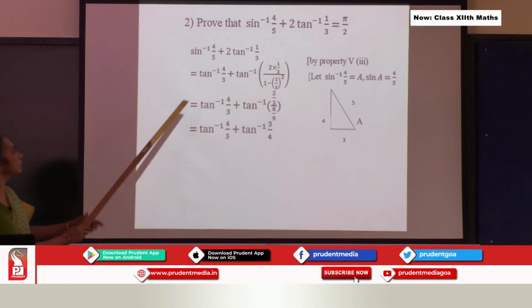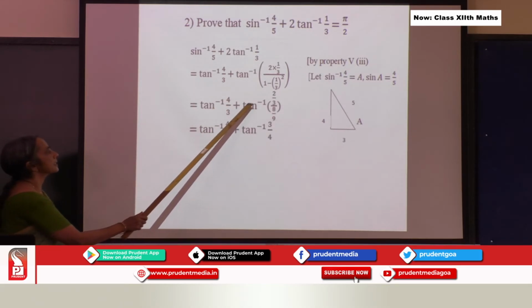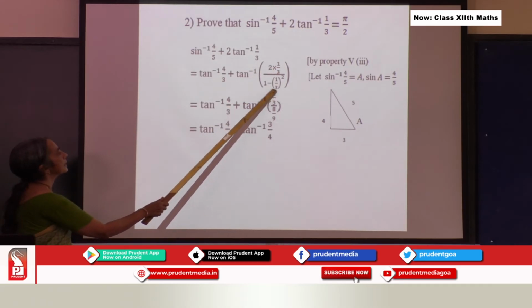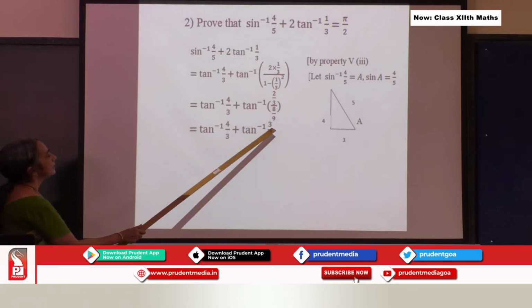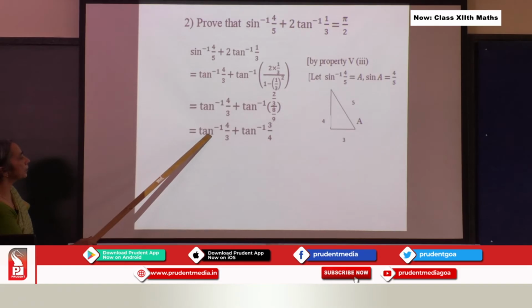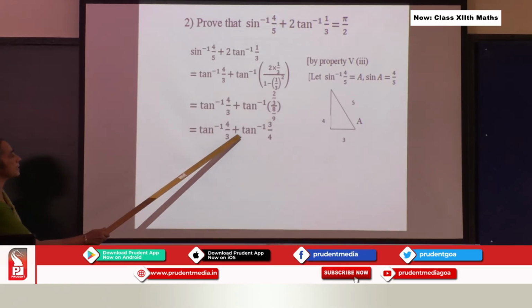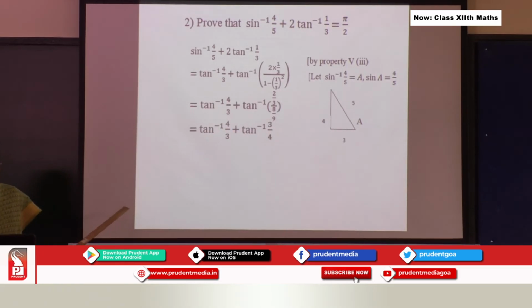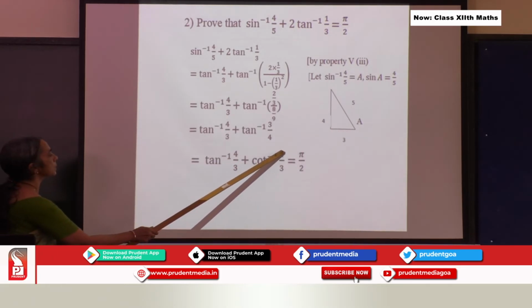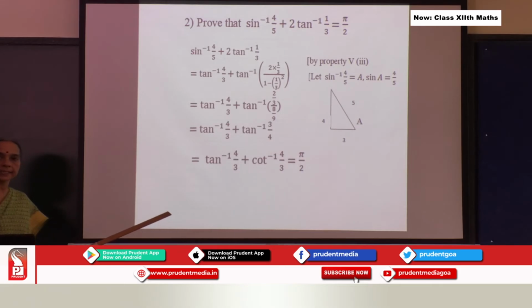So now tan inverse of 4 by 3 plus tan inverse of, simplify this. This is 2 by 3 and this is 8 by 3. So they cancel, you get 3 by 4. So what we are getting now: tan inverse of 4 by 3 plus tan inverse of 3 by 4. That is tan inverse of 4 by 3 plus cot inverse of 4 by 3.